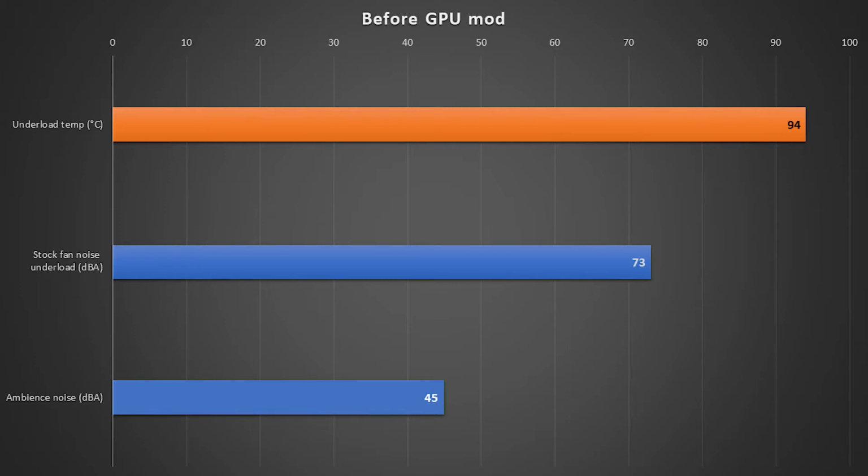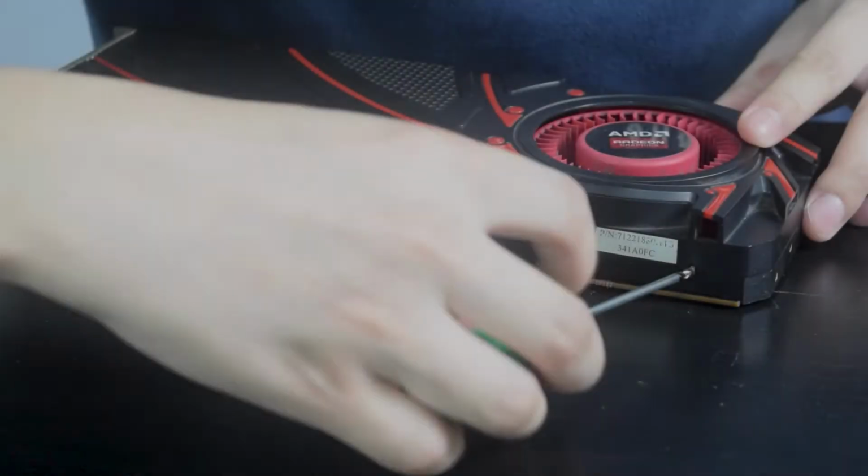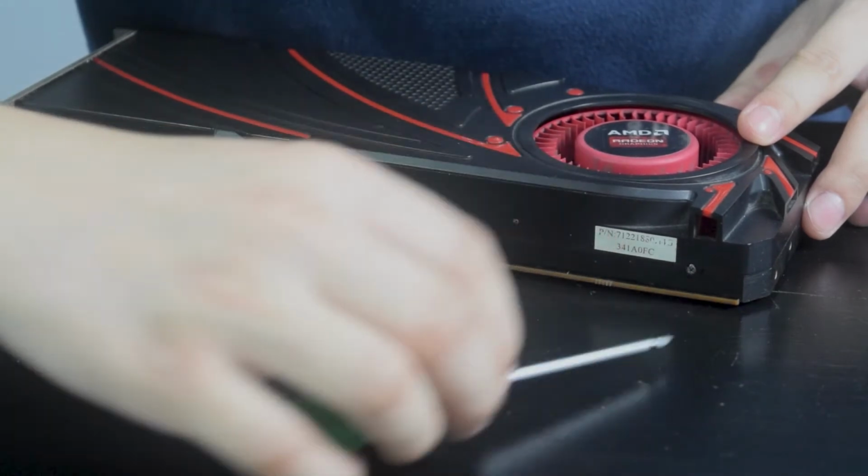Before doing any modifications, I did a GPU stress test to record its performance. The highest temperature recorded is 94 degrees Celsius, which is okay. However, the noise that comes from the GPU's torque fan is simply unacceptable, at a high 73 decibels. That is roughly the same as a vacuum cleaner. So we need to get rid of that noisy fan.